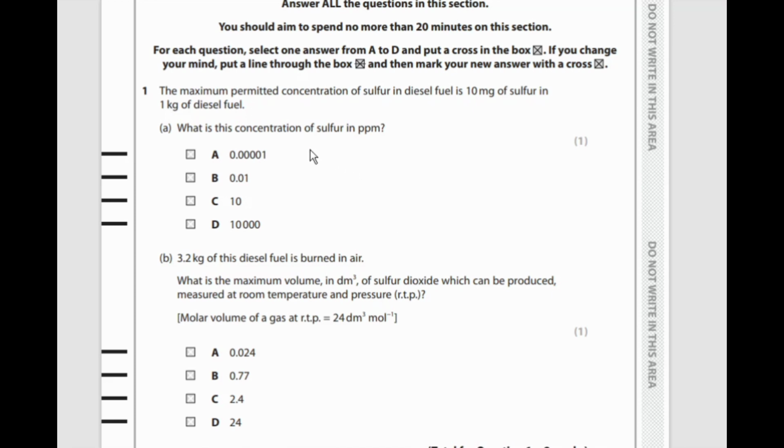So concentration in parts per million will be equal to the amount of sulfur that is allowed times a million divided by the volume of diesel that contains this sulfur, which in our case is 1 kilogram. We convert it to milligrams. This and this will definitely go, so we remain with our answer as 10 ppm, 10 parts per million.